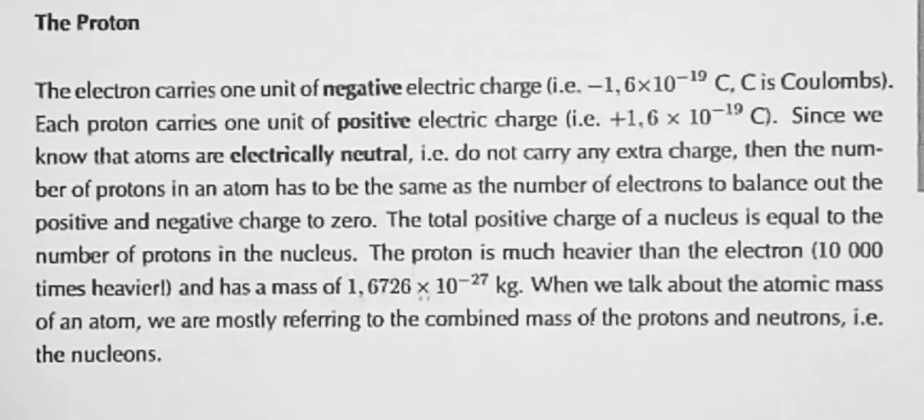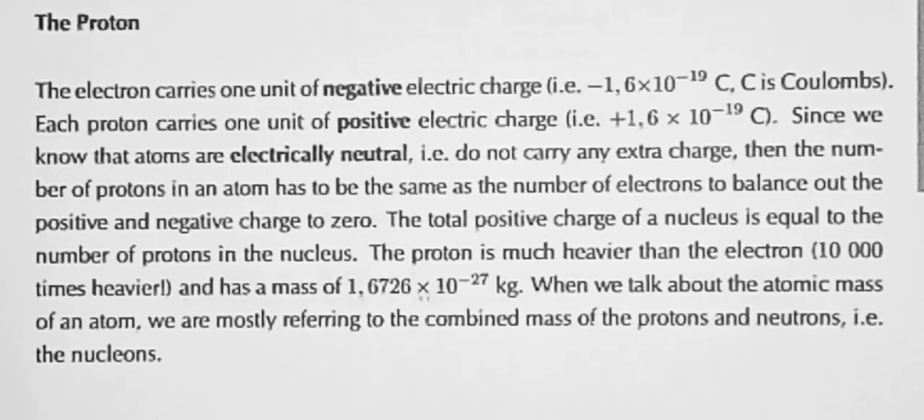The electron carries 1 unit of negative electric charge, which is negative 1.6 times 10 to the power of negative 19 coulombs. Each proton carries 1 unit of positive electric charge, which is positive 1.6 times 10 to the power of negative 19 coulomb. We know that atoms are electrically neutral, so they do not carry any extra charge.